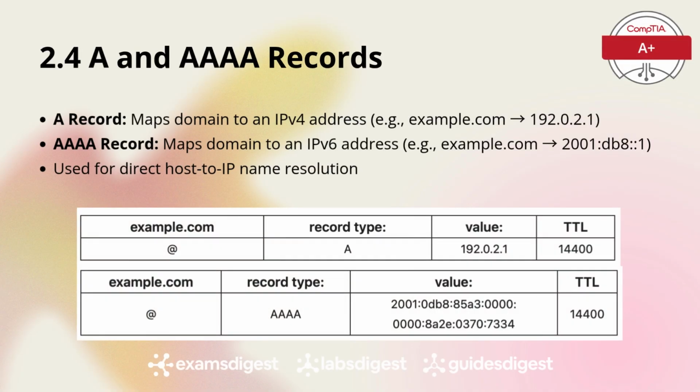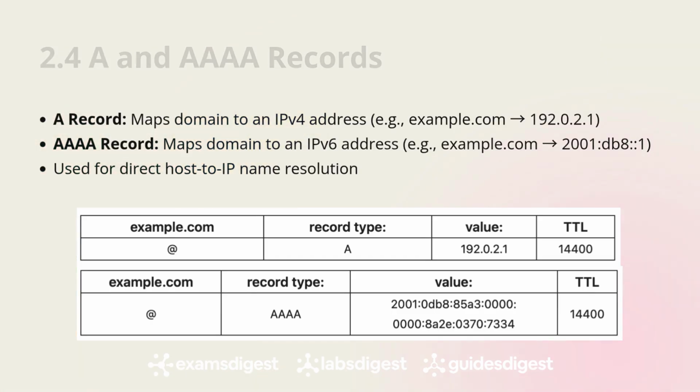First, there's the A record, which maps a domain name to an IPv4 address. For example, it might translate mywebsite.com to 192.0.2.1. Then we have the AAAA record, which works the same way, but maps to an IPv6 address instead.